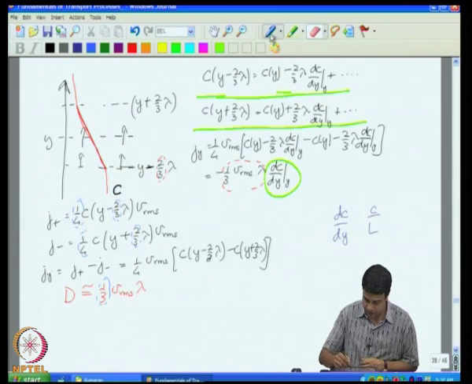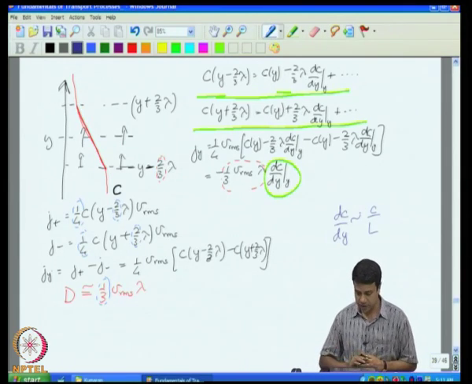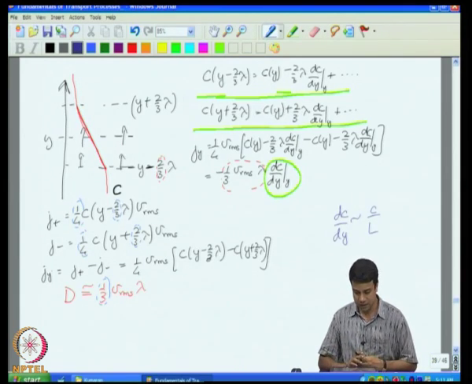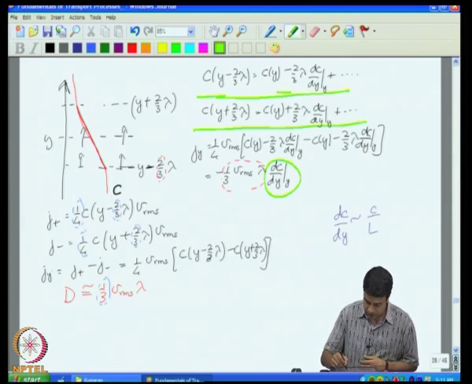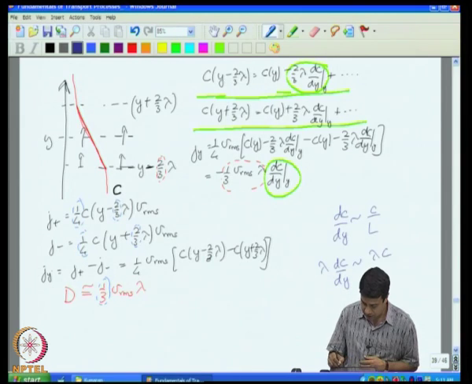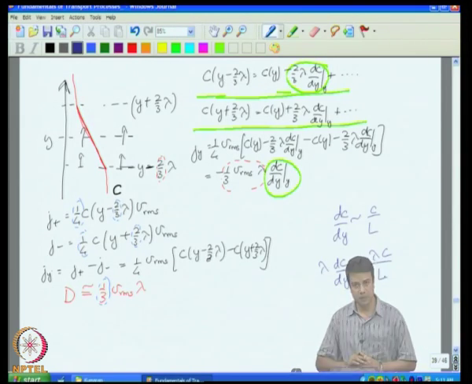Let me just say this. It goes as c divided by that length scale. And therefore, this term here, lambda times dc by dy, goes as lambda c by L, where L is the macroscopic length scale.